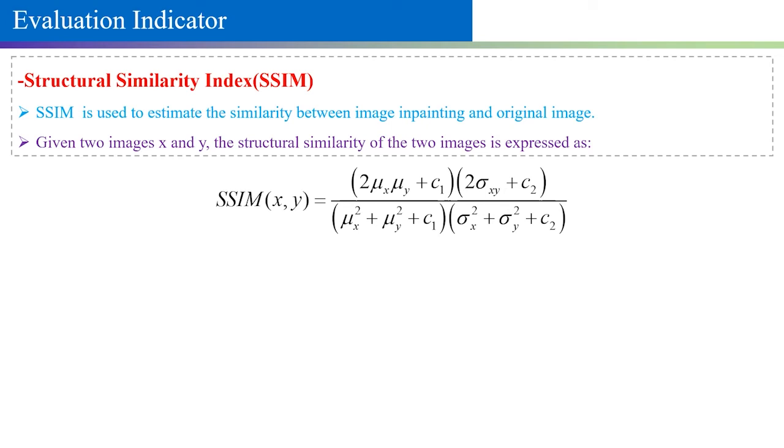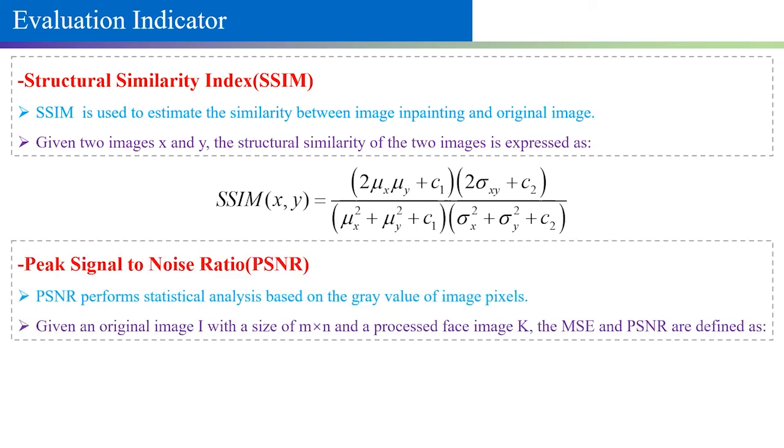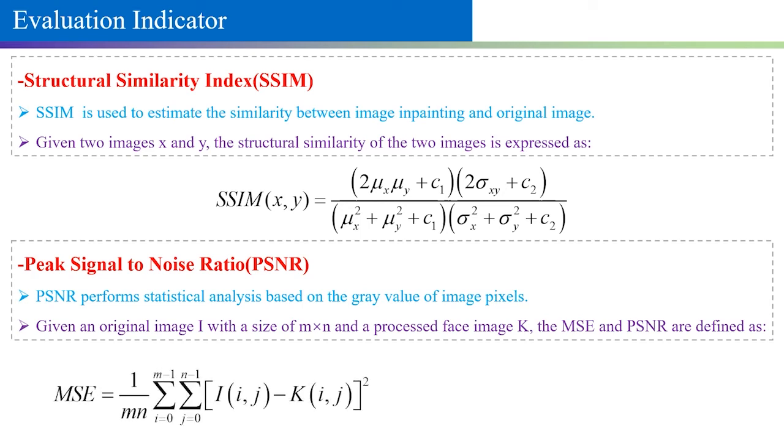This is the calculation formula of SSIM. PSNR is the most widely used objective standard for evaluating images. PSNR is used as a measurement method for signal reconstruction quality in the field of image processing. PSNR can be defined by mean square error. The following is the calculation formula of MSE and PSNR.